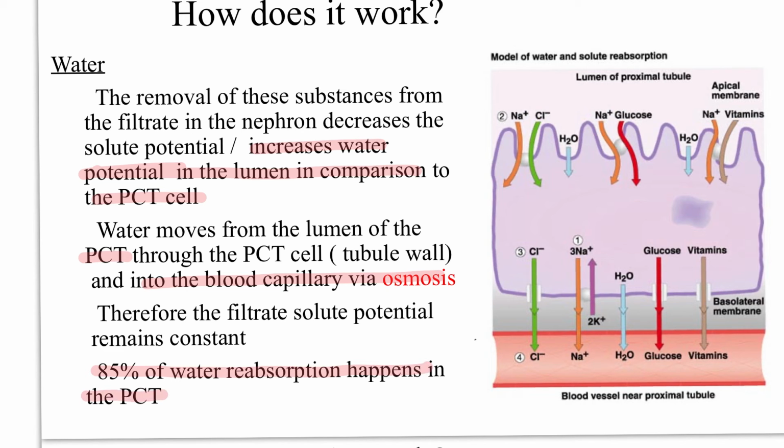85% of water reabsorption happens in the PCT. By the time we get to the end of the PCT, we've also reabsorbed 100% of the glucose, 100% of the amino acids, 100% of the vitamins. So we basically do almost all of our reabsorption in the proximal convoluted tubule. The rest is just fine-tuning.